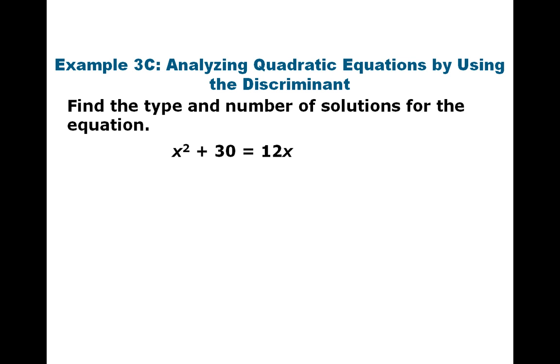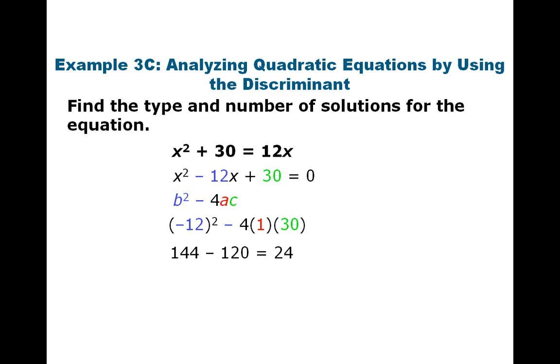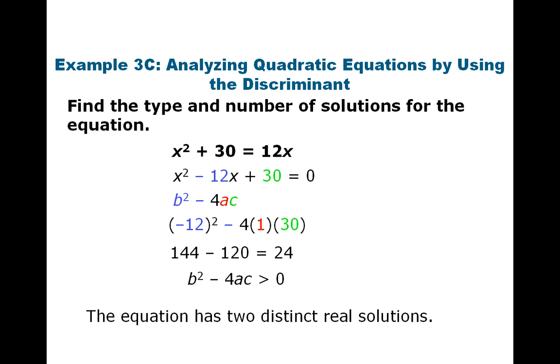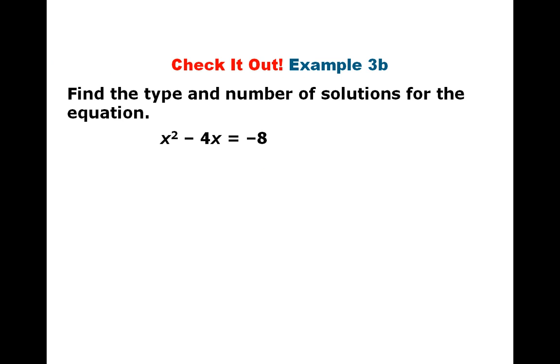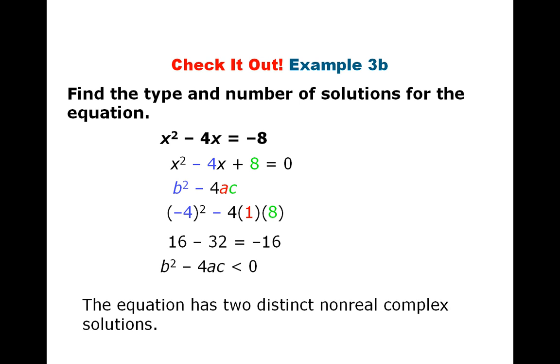x squared plus 30 equals 12x. So again, put it into standard form. Evaluate your discriminant. And here the discriminant is 24, which is positive. So this one has two distinct real solutions. So here's another example where we again have two distinct non-real complex solutions when our discriminant is negative.